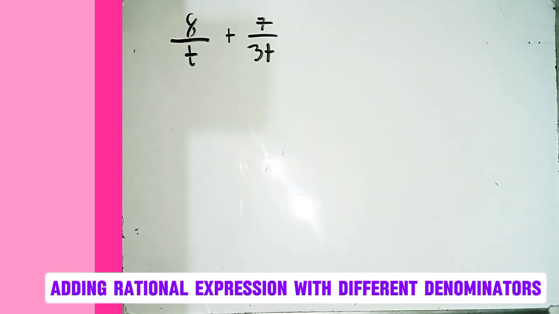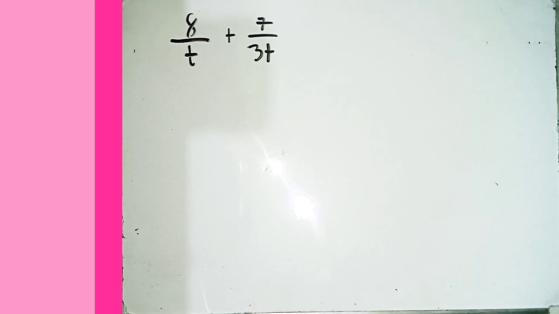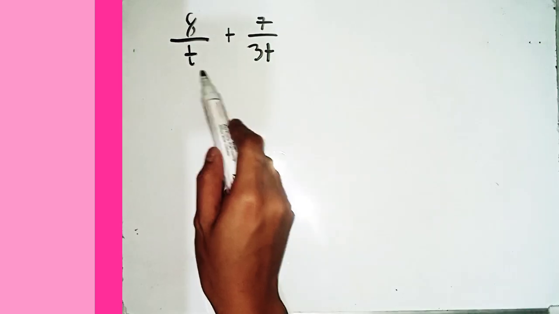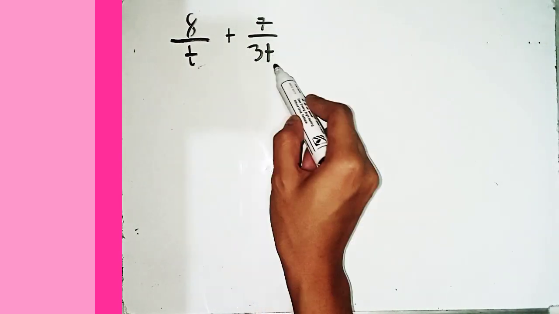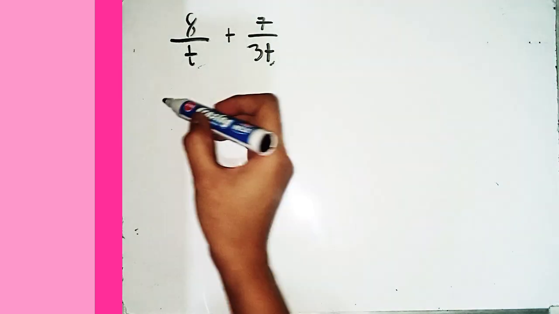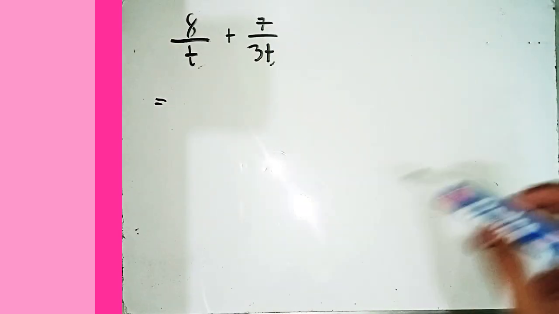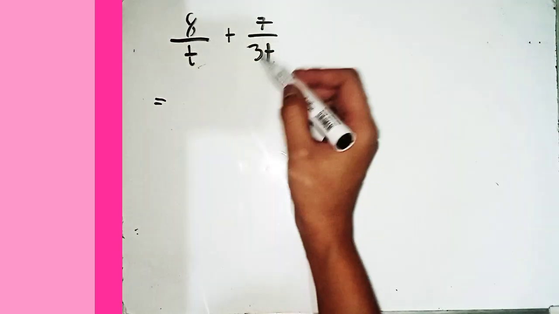Okay, now let's proceed to the second example. We have here 8 all over t plus 7 all over 3t. So as we can see here, they don't have the same denominator, so we have to get their LCD. And their LCD would be the 3t.